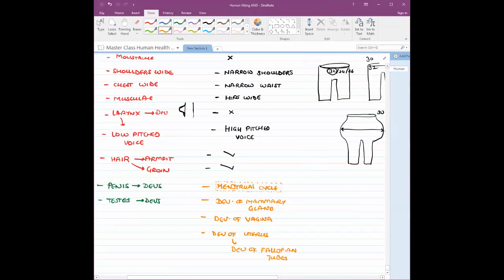Okay, so this is how your secondary sexual characters are going to be and how they are going to affect your life. Okay, everybody all right with this, guys? Sure, no problem. Okay, now, guys, I'll just give you a little bit idea about how life is going to be.